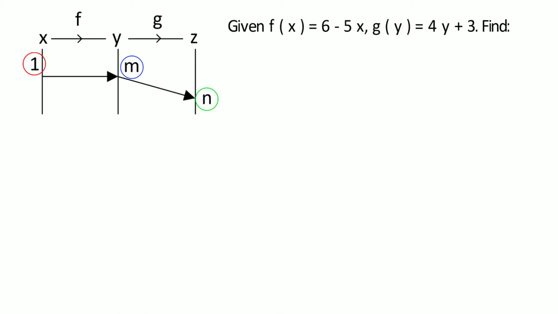So the two functions are defined as f(x) equals 6 minus 5x and g(y) equals 4y plus 3. We have to find the value of m and n and the value of function gf with object 2. Now let's first find the value of m and n.